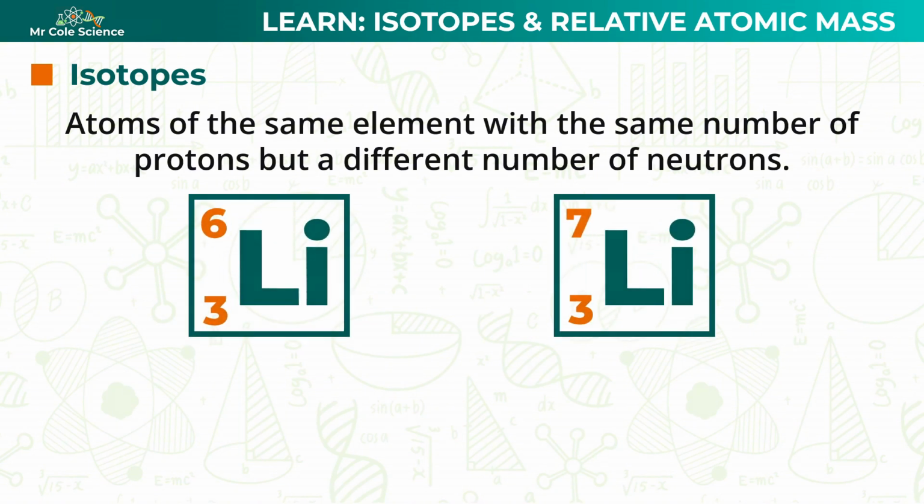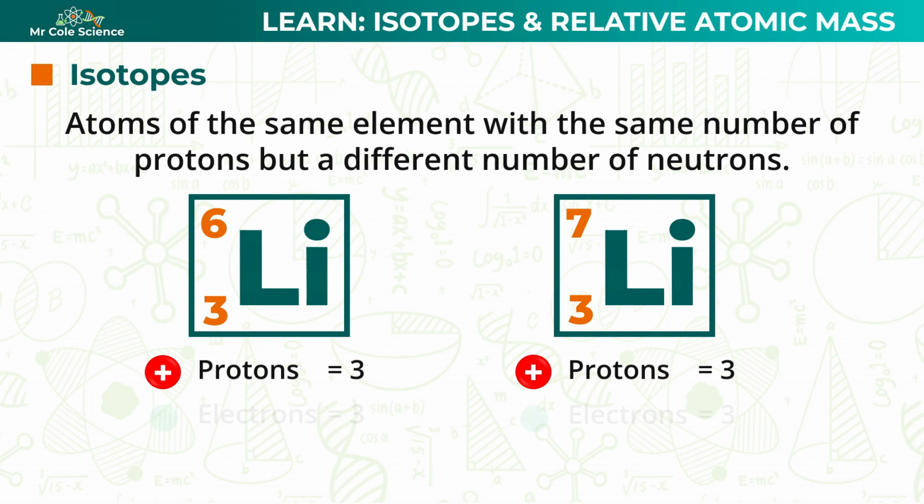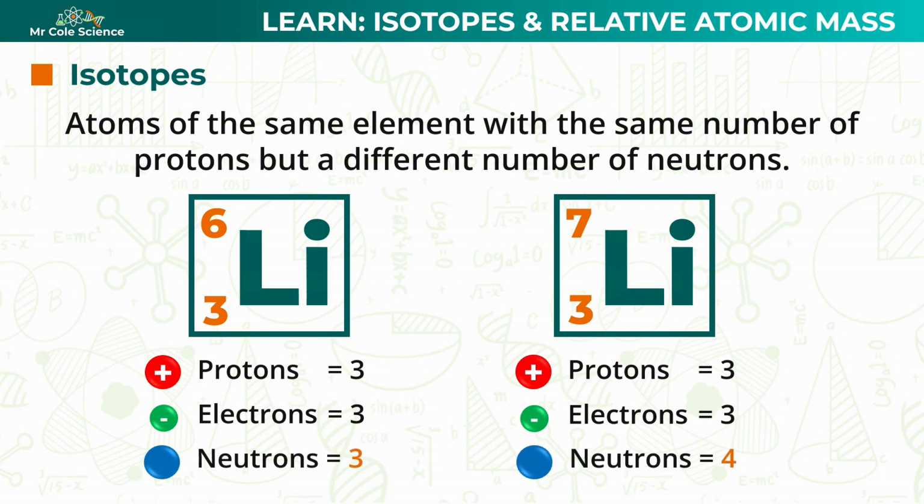Let's take a look at these two atoms of lithium. Using our knowledge on nuclear symbols from the last lesson, we can see that they both have the same number of protons, which they have to, as they are both atoms of lithium. They also have the same number of electrons, but crucially, although they are both atoms of lithium, they have different numbers of neutrons. Therefore, they are both isotopes of lithium.